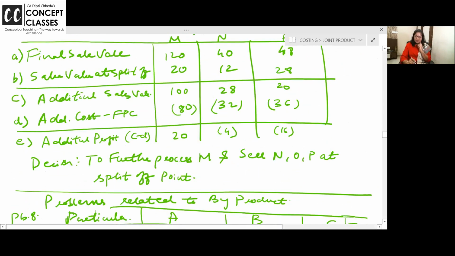See, this is also decision making. Final sale value, less sale value at split off, additional sale value, less further processing cost, additional profit. So for M, if you further process, you are getting a profit of 20. Good, go for it. N, if you further process, additional sales is 28, but additional cost is 32. So there's a loss of 4. Stop. Don't further process N. P, if you further process, you are going to incur additional sales, but additional cost is 36. Don't do it. 16.